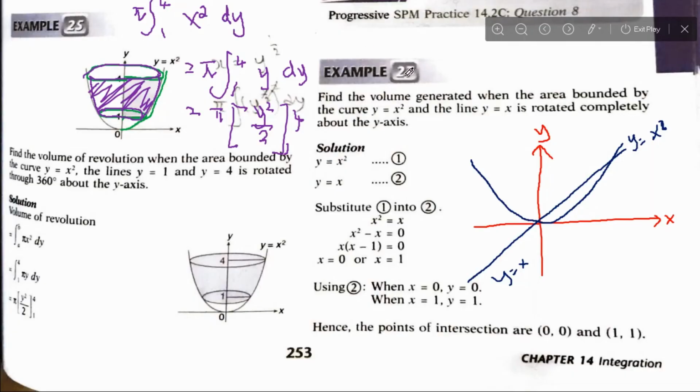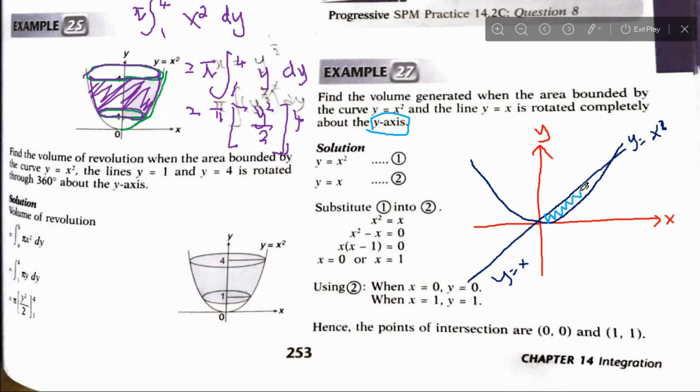Example 27. Find the volume generated when the area bounded by the curve y equals x squared and the line y equals x is rotated completely about the y-axis. This is the curve y equals x squared. Because the coefficient of x squared is positive, it is a smiley face U shape. y equals x is a straight line like this. So the area bounded by this curve and the straight line is this one.